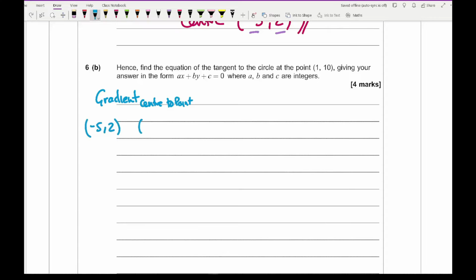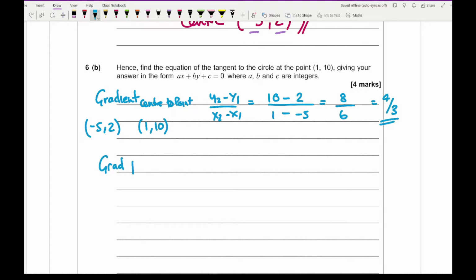And the point is (1, 10). So using y2 minus y1 over x2 minus x1, I get 8 over 6, which is 4 over 3. Then to work out the gradient of the normal, which is the negative reciprocal of the gradient of the tangent, it's minus 1 over 4 over 3, which is minus 3 over 4.